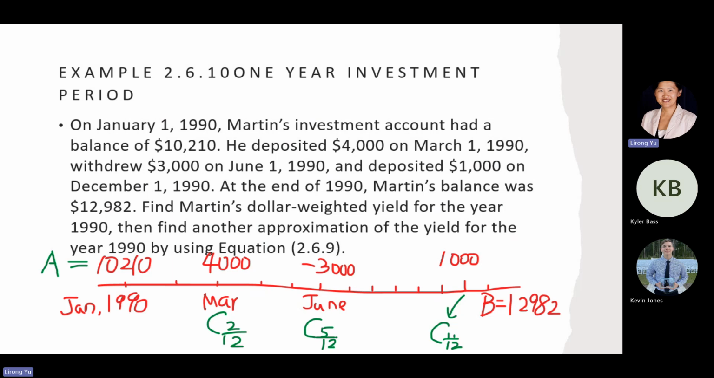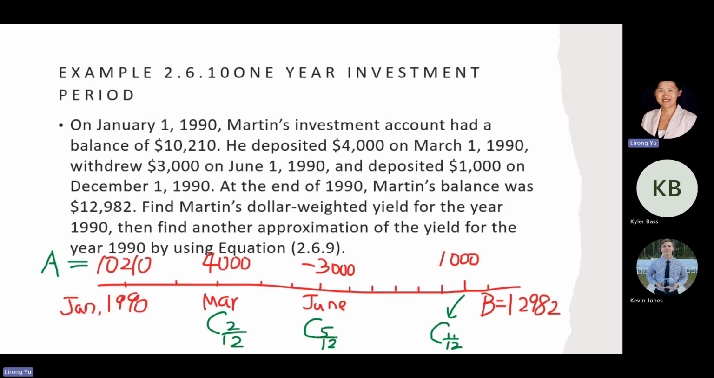All right, and then withdrew 3,000 on June 1st. What's June 1st? June 1st is the beginning of the 6th month, but it's the ending of the 5th month, right? So for June 1st, I will record the time as 5/12. Out of 12 months, June 1st is when 5 months have just passed. It's a withdrawal, so it's negative 3,000. And deposit 1,000 on December 1st. December 1st is after 11 months have passed, and we have 1 month to come, right? So I will write the time as 11/12, that's 1,000.